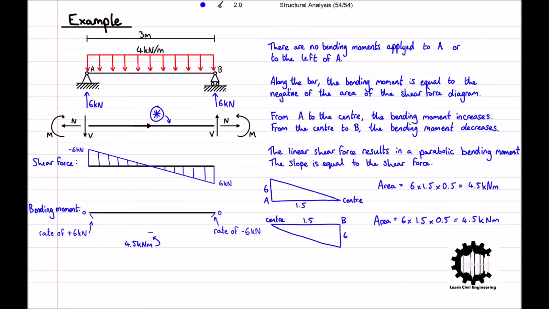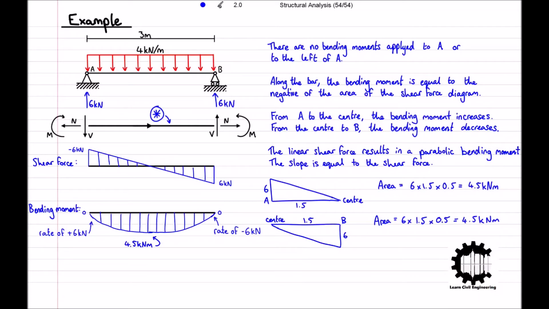Again, remembering the convention used for internal force diagrams, the bending moment diagram looks like this, where the bending moment increases parabolically at a rate of 6 kilonewtons at point A, and then decreases at a rate of 6 kilonewtons at point B, reaching a maximum bending moment of 4.5 kilonewton meters at the centre of the bar.